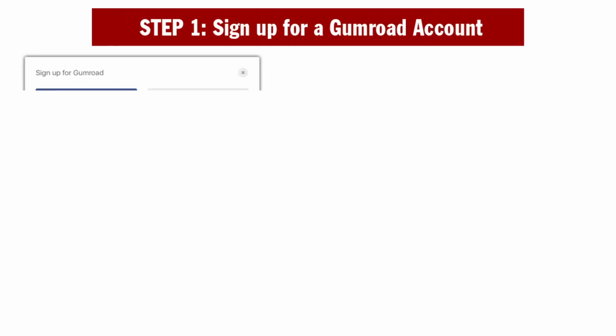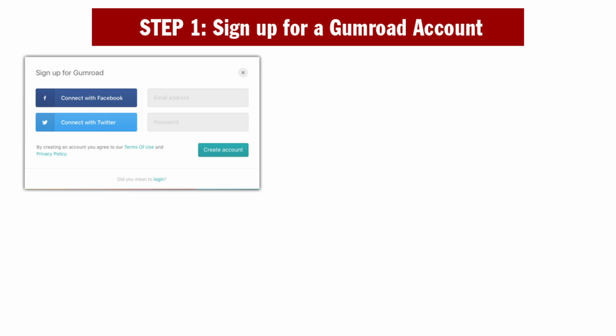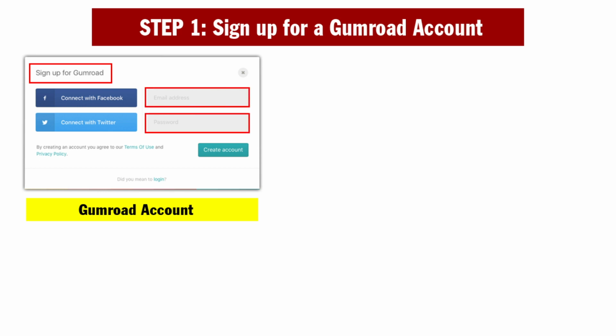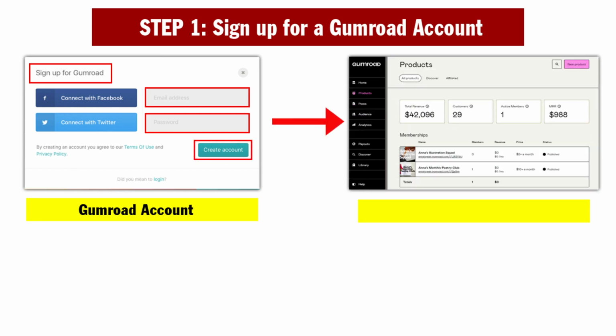Step 1. Sign up for a Gumroad account. The first step in making money on Gumroad is to create an account. To do this, go to gumroad.com and click on the Sign Up button. You'll be prompted to fill out a form with your basic information, including your name, email, and password. Once you've completed the form, click Sign Up, and you'll be taken to your dashboard.